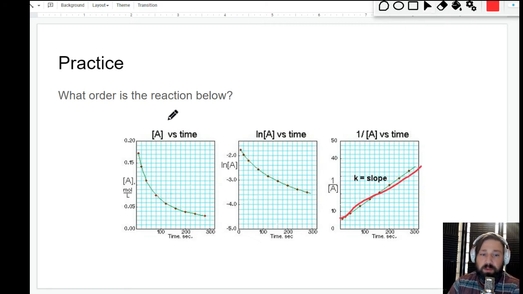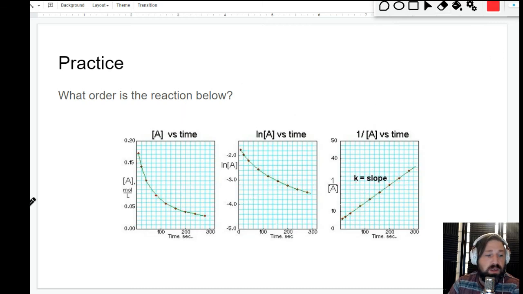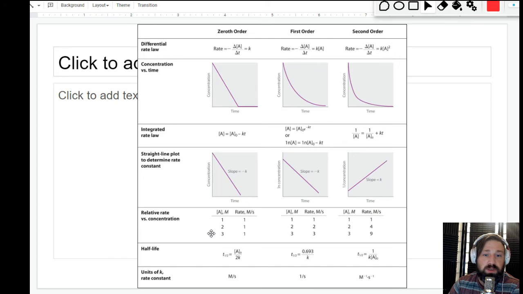So if you remember, if it's just concentration versus time, it's zeroth order. If it's the natural log of concentration, this is your first order. And if it's reciprocal, second order. So we know that whatever reaction this is, it is second order. And if we wanted to look at the slope of this line, we know that it is the rate law constant. We know what that little k is now. So there's that.